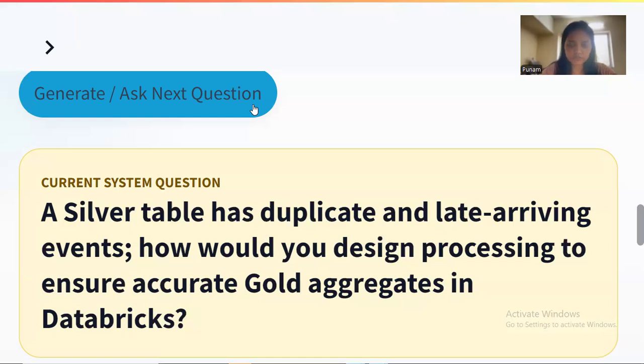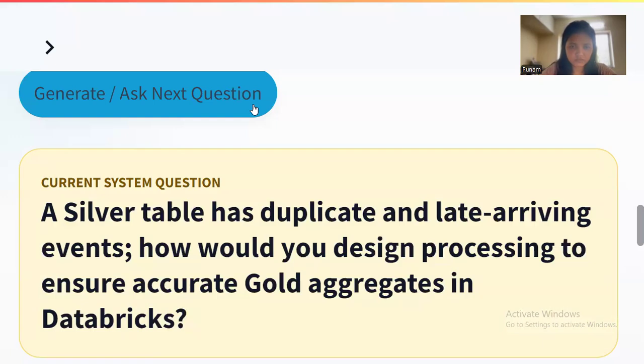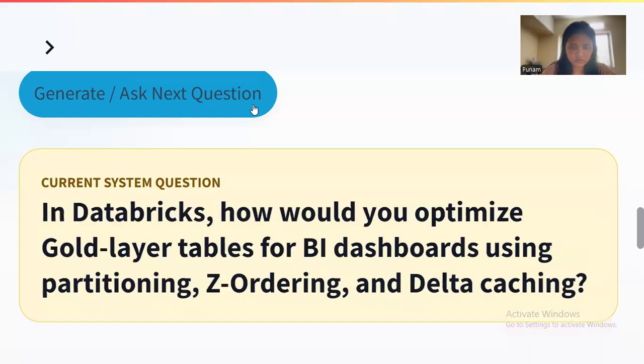Okay, sure. Let's get to the next one. In Databricks, how would you optimize gold layer tables for BI dashboards using partitioning, Z ordering, and delta caching?